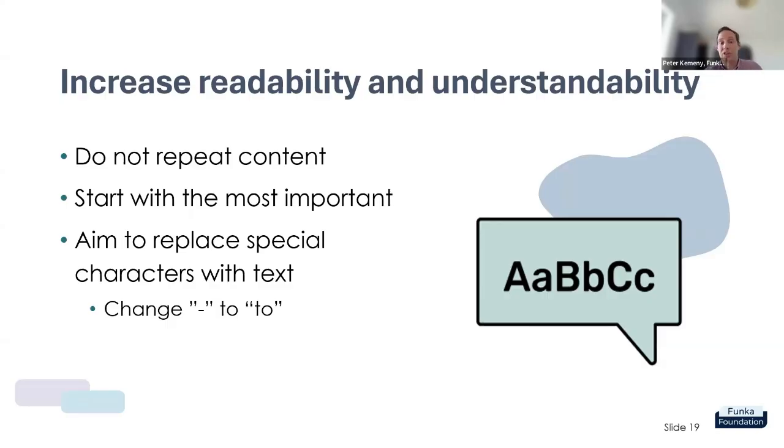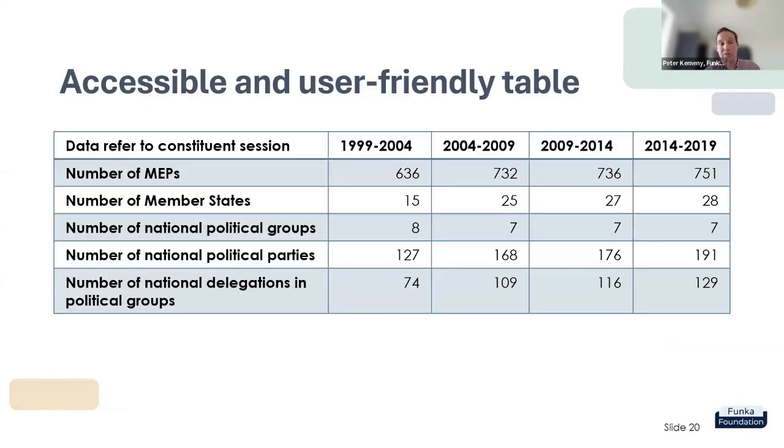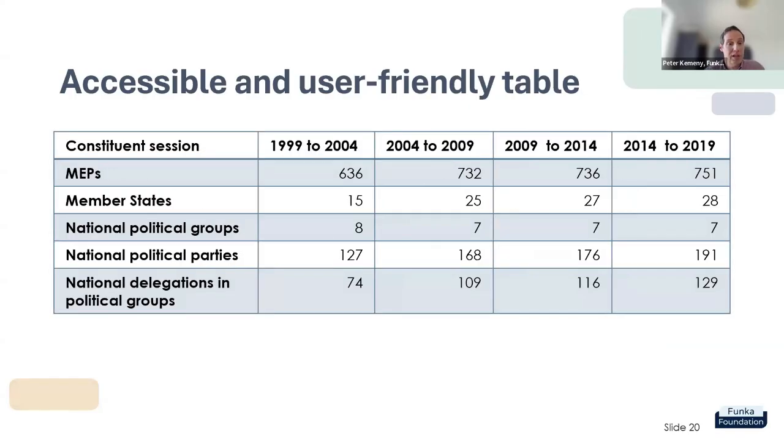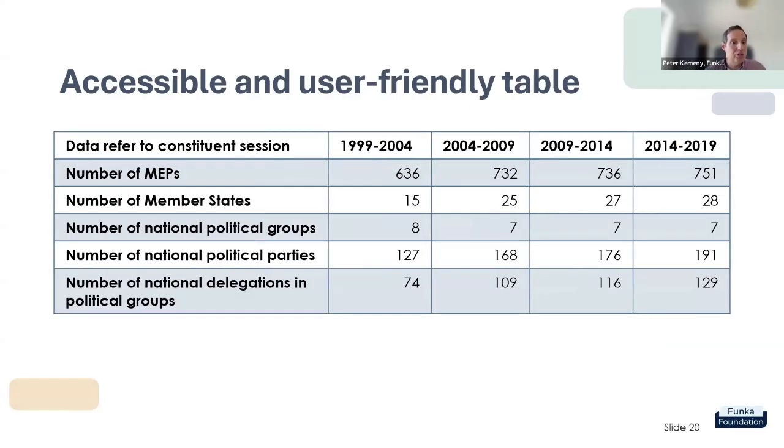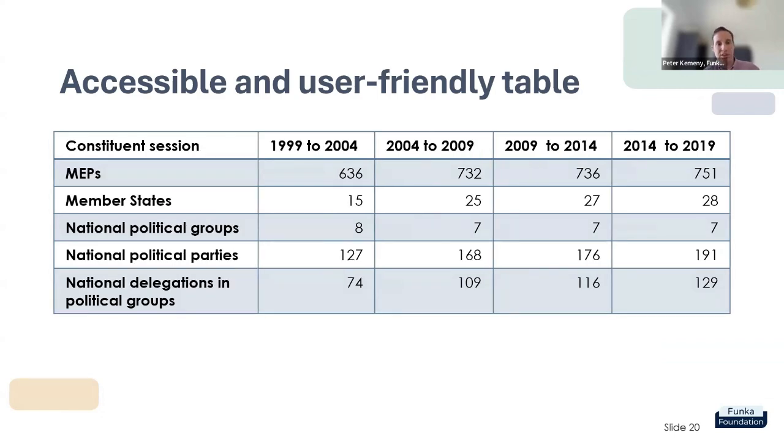So here is our original table, what I was showing before. There's a lot of text here, there's the hyphens here, and here is a version that's simplified and avoids repeating "number of", for example, and it's much easier to understand.